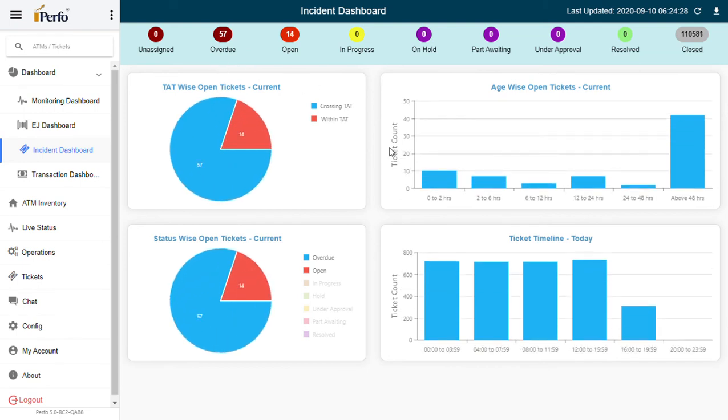So overall, with all this analytic data, Perfo helps financial institutions to optimize their operations in terms of improving their net transaction rate and increasing the overall uptime of the ATM.